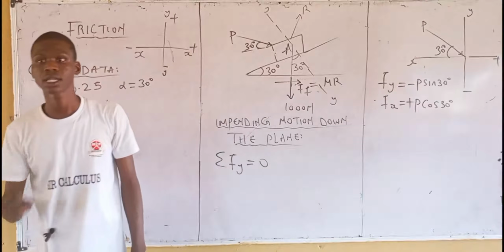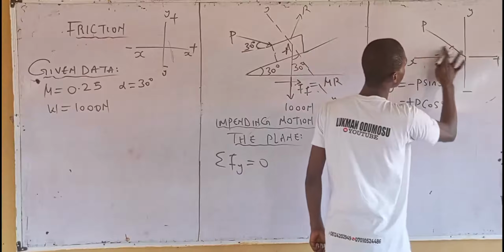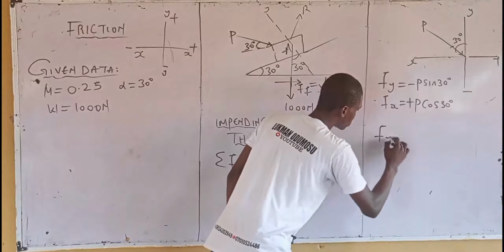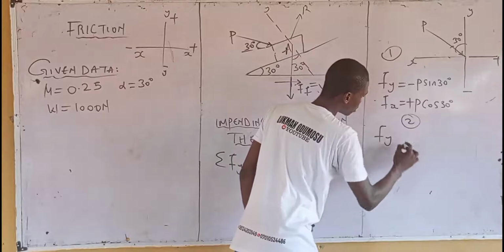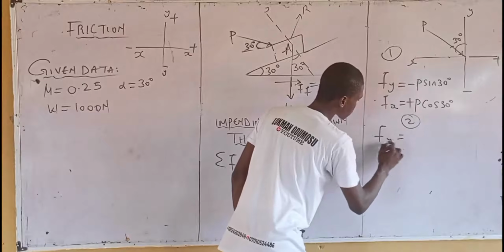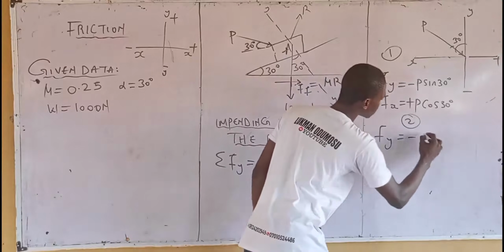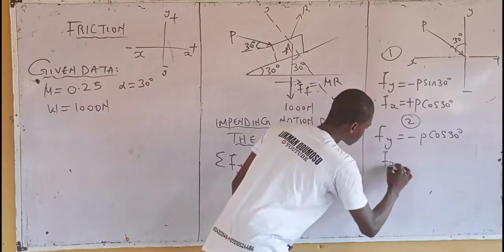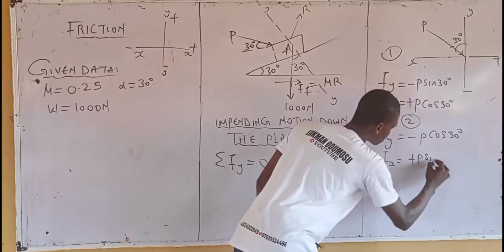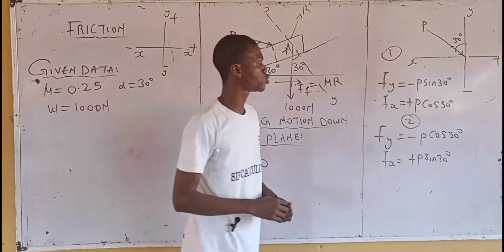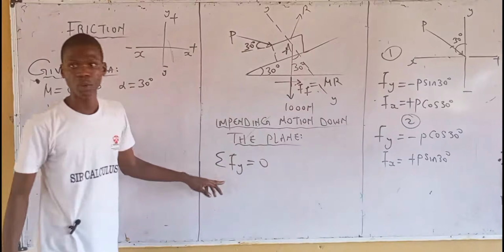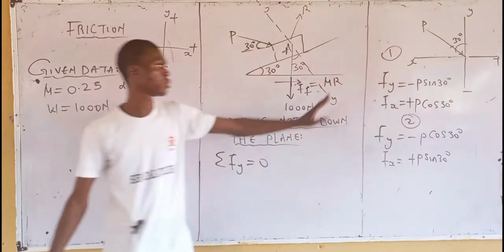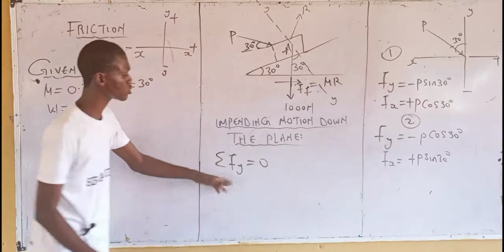Now what if we have something like this? Let's say we have our angle here as 30 degrees, then F of y will be what? Let me call this case 1, and this case 2. For case 2, F of y will be what? Minus P cos 30 degrees. Then F of x should be what? Positive P sine 30. I believe you know how it works now. So that's what I just did here. When they told me negative P sine 30, don't be confused. That's how they go about it.